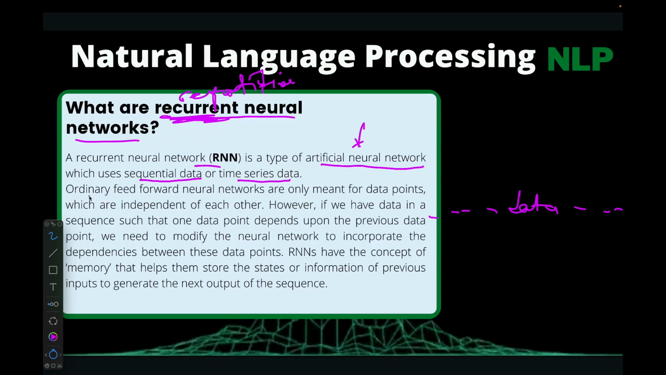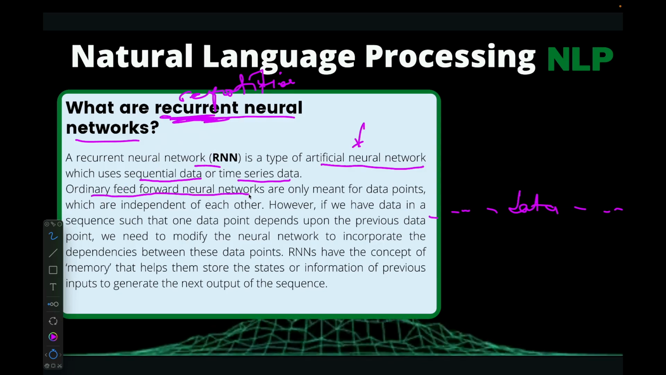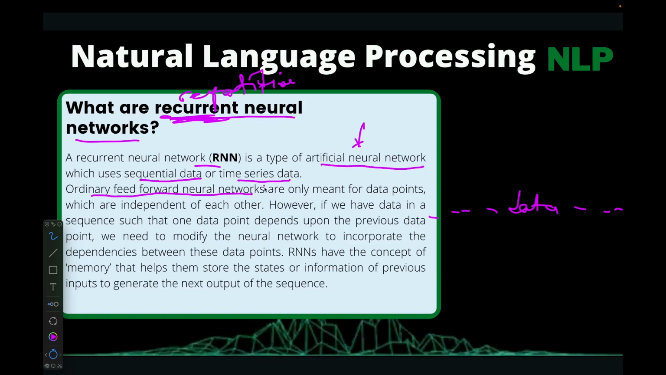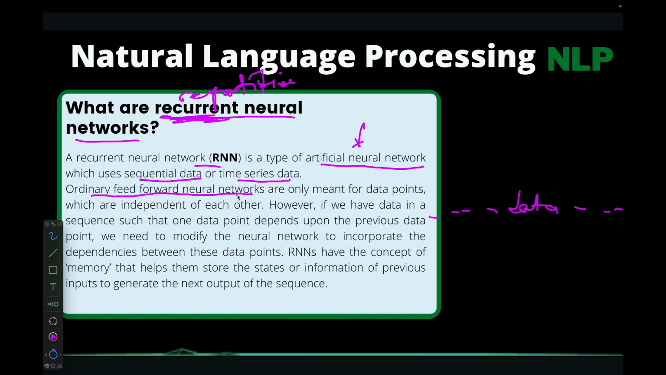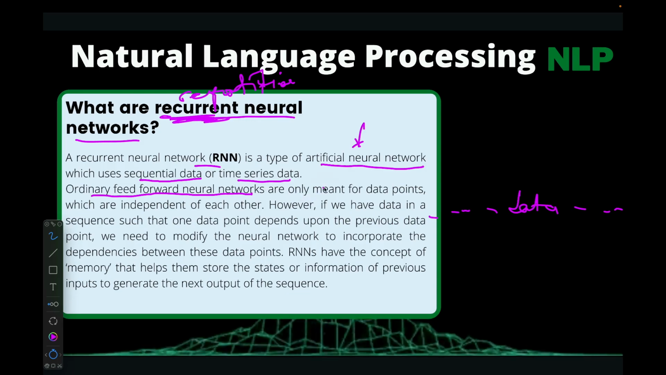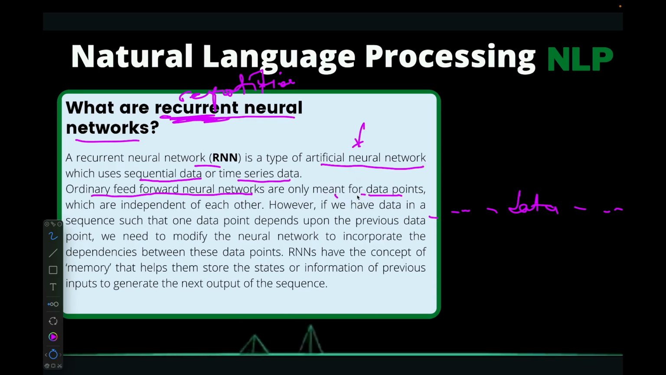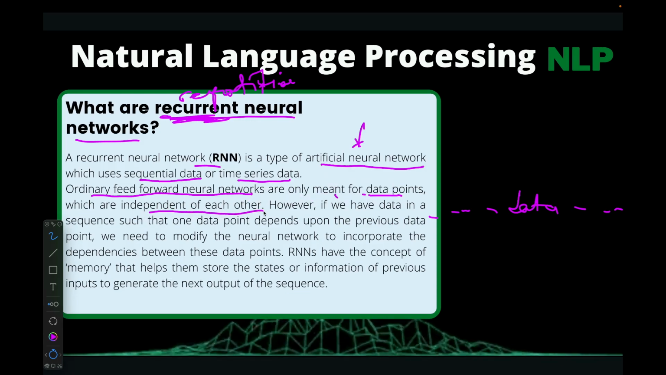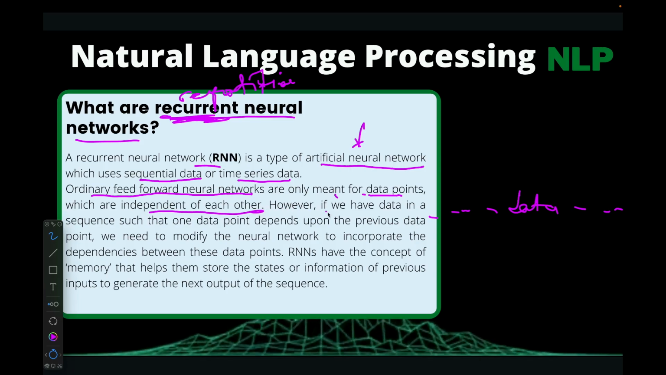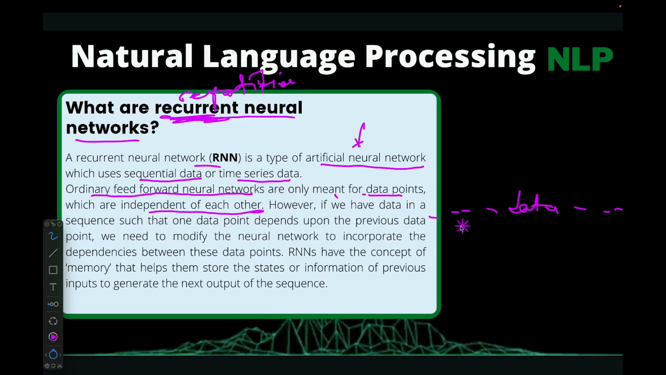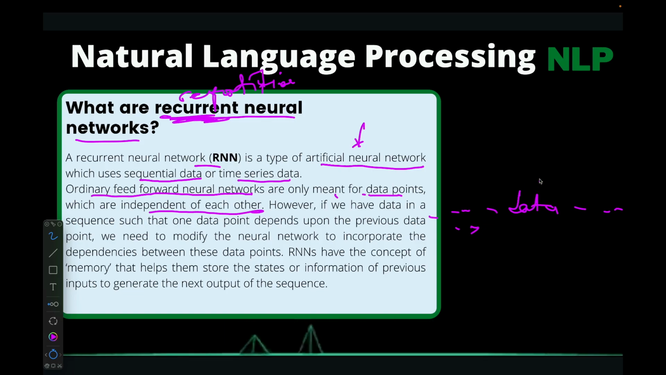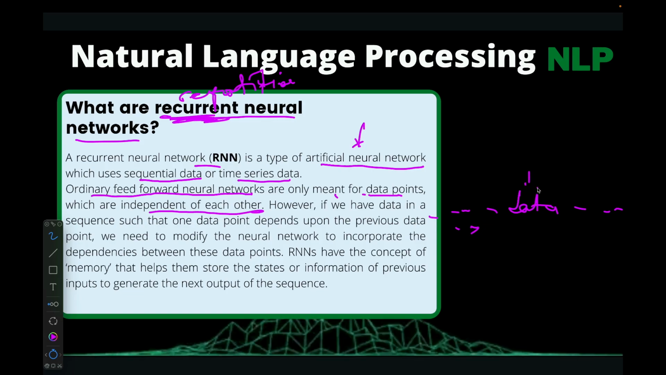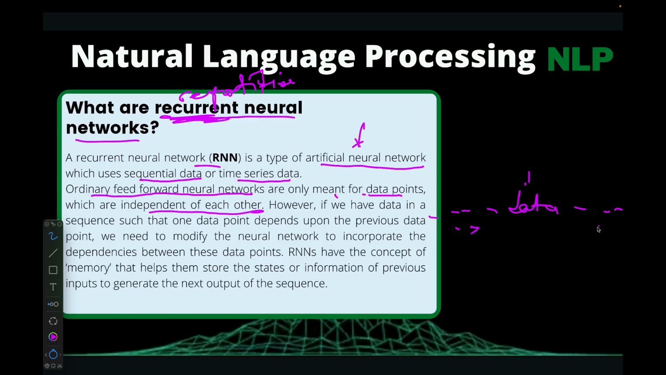The ordinary feed-forward neural network, which we have already seen, like the fully connected neural network or CNN, is meant for data points which are independent of each other. So you don't care about what happened 10 years ago. What you care about is the data points that you have, and then you feed them into your neural network and you get your output.